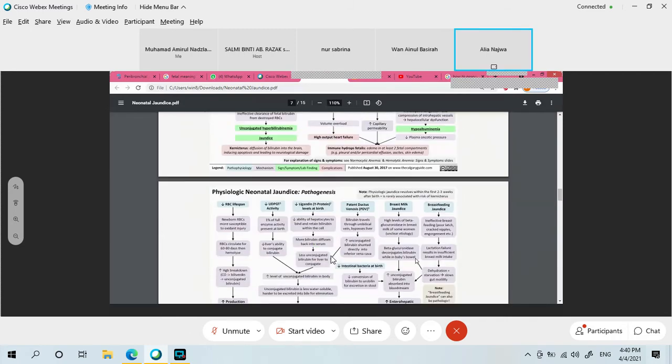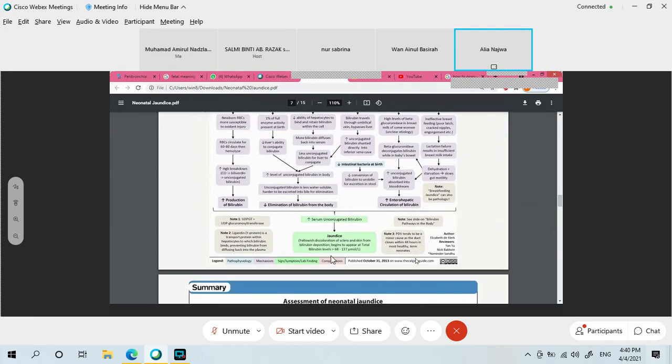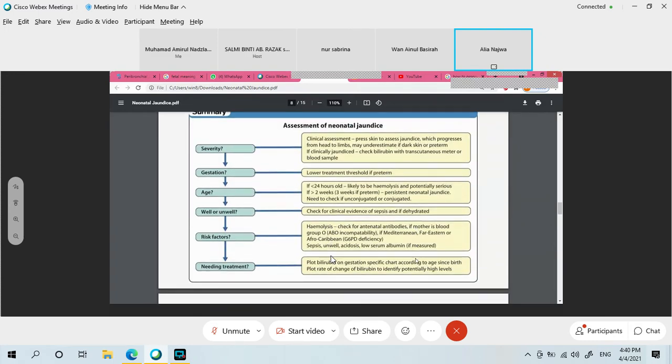Okay, next. Okay, so this is basically the summary of assessment of neonatal jaundice. So firstly, we have to assess the severity by clinical assessment. You have to press the skin to assess the jaundice, and the jaundice usually progresses from head to limbs. So meaning that if the jaundice has reached below the umbilicus and at the feet, then that is considered severe jaundice already. And we have to underestimate if dark skin or preterm babies.